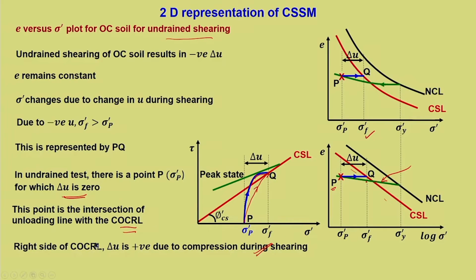To the right side of the critical over consolidation ratio line, delta U is positive due to compression during shearing. Right side of the critical over consolidation ratio line means it is lightly over consolidated and normally consolidated. So, delta U will be positive during shearing, and the same is negative towards the left of COCRL. Now, you should again keep in mind that in some textbooks you will not find COCRL, rather it is referred to as the critical state line itself. There is not much of a difference, but the actual definition is in terms of the critical over consolidation ratio line.